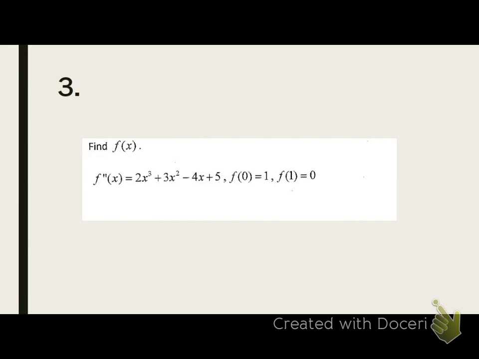Everybody, let's roll. Let's take the first antiderivative, right? Which takes me back to f prime of x. Gives me x to the fourth, and 2 divided by 4 is 1/2, plus, that one's nice, x cubed minus 2x squared plus 5x plus c. And then you immediately use f of 0. Aren't those wonderful? When you get f of 0, that's all 0.